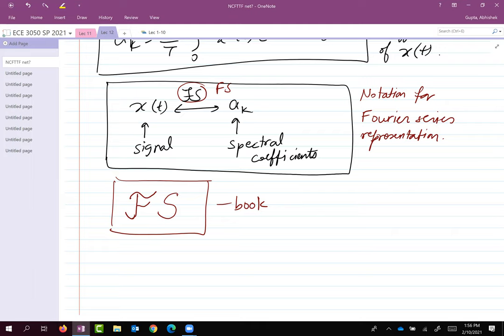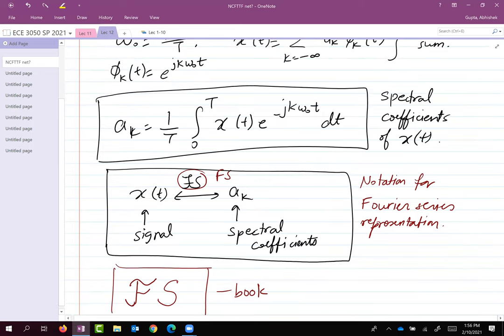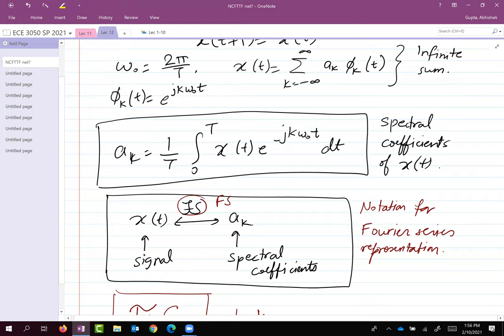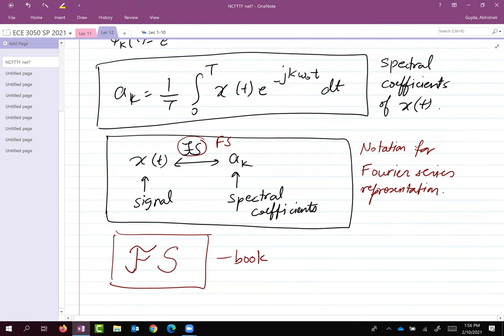Okay, so what we are going to study now are properties of Fourier series. And so let's dive into the properties. At this point of time, are there any questions? This is just a recap of what we did in the previous class.